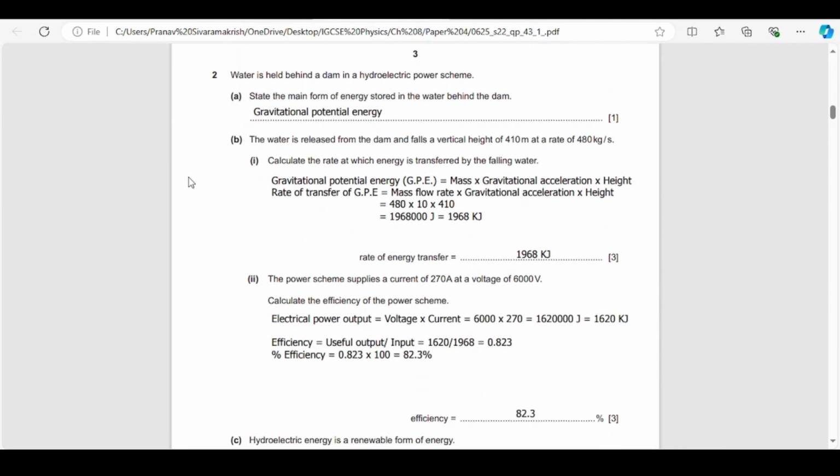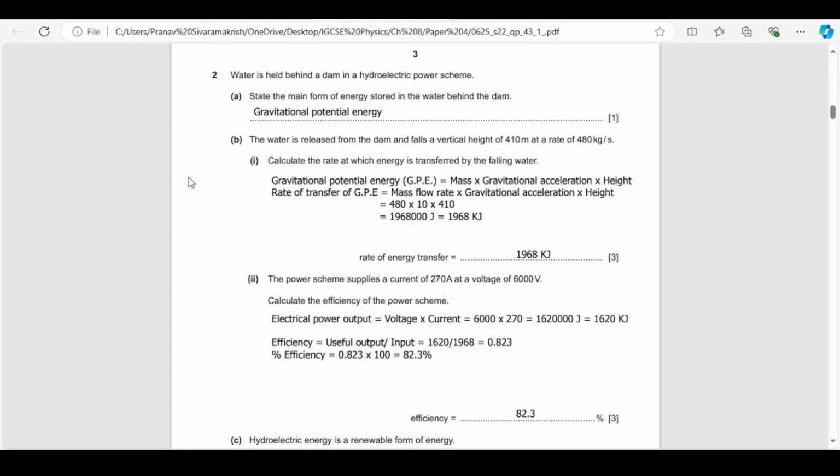So water is held behind a dam in a hydroelectric power scheme. State the main form of energy stored in the water behind the dam. Again, I know this question tests the concept of energy. And again, like I said, there's always going to be a bit of an overlap. So without having to repeat myself, just assume that that is most likely going to be the case. So let's look at this question.